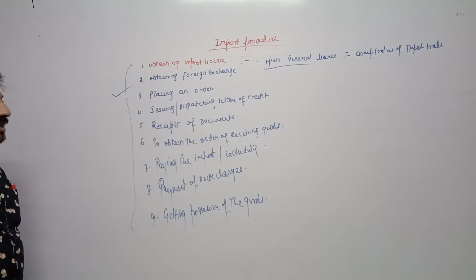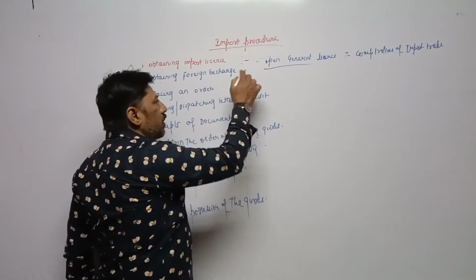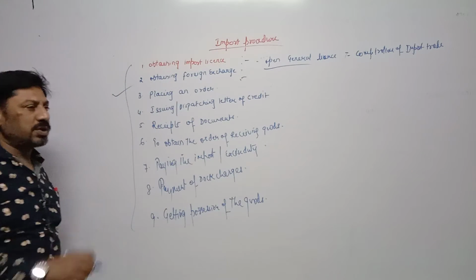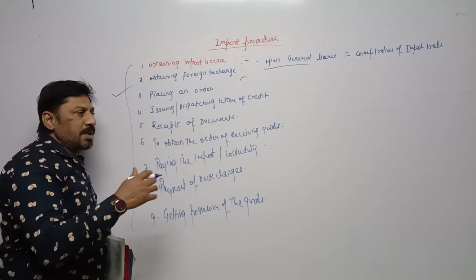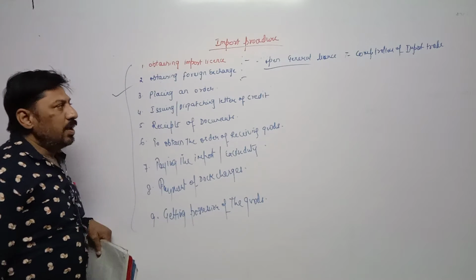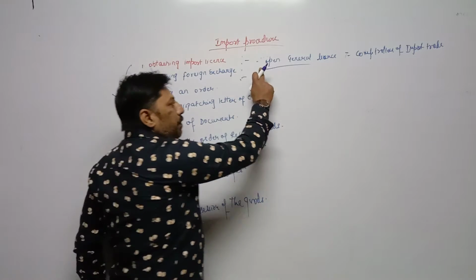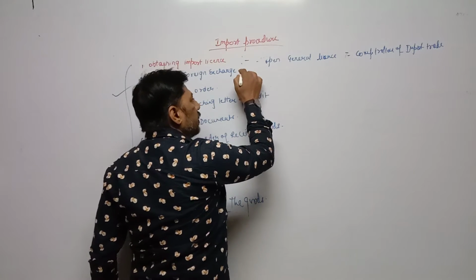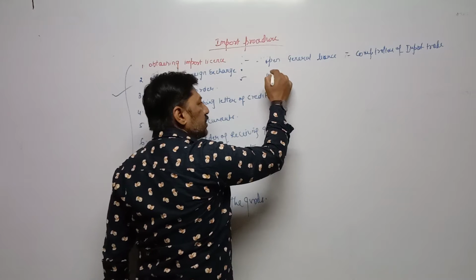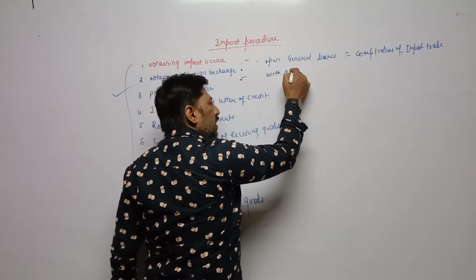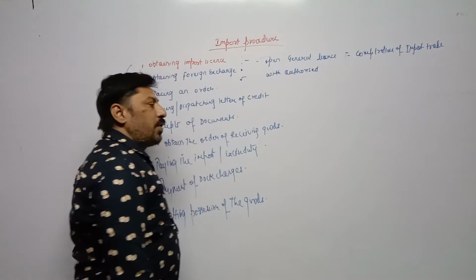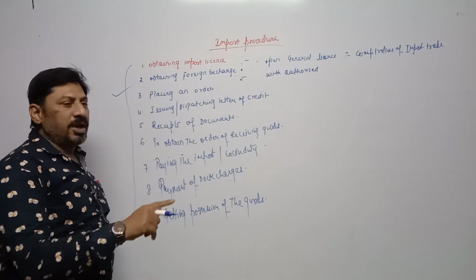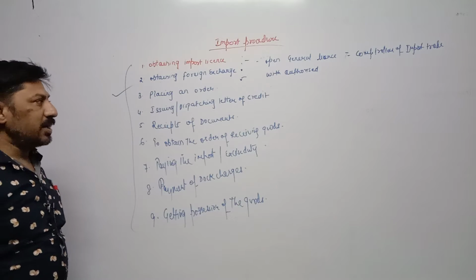After getting license, importer needs to get permission for foreign exchange. Why? Because we are importing goods, so we have to make payment in foreign currencies. That's why we have to take permission from the bank. First of all, we have to submit the paper with authorized bank. Authorized here means the bank which has power for foreign exchange, for converting Indian rupee into foreign currencies. That is called authorized bank.